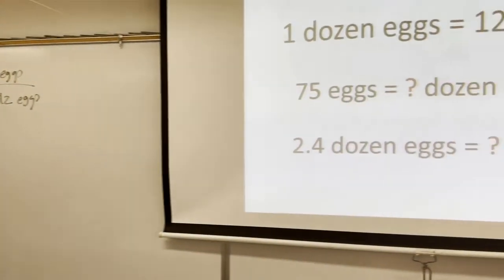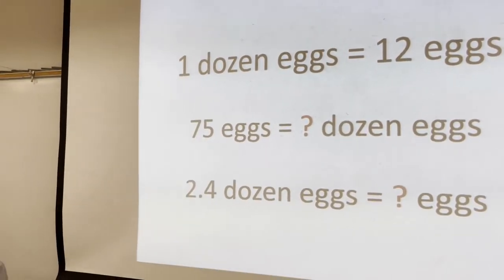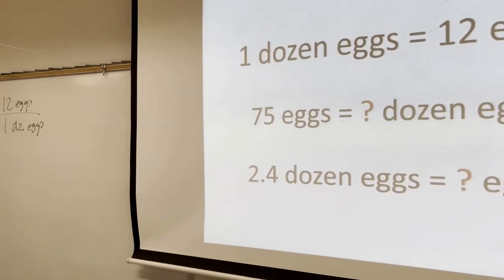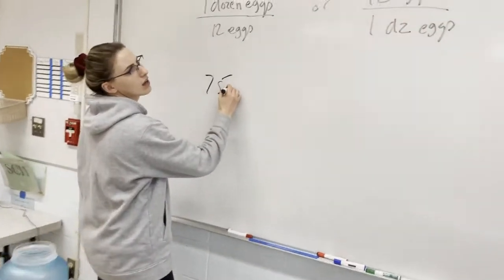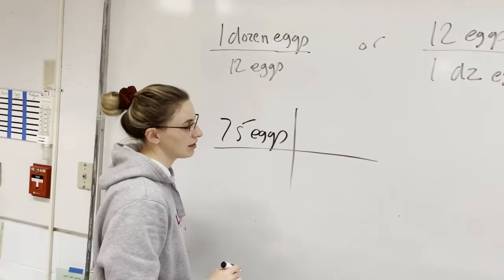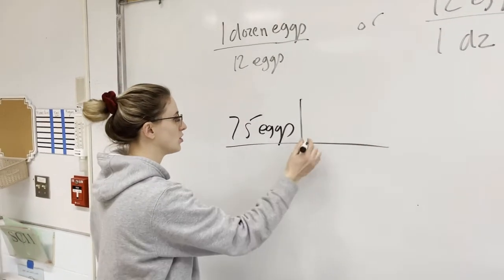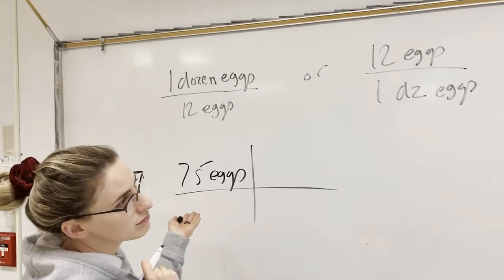Now, the question is, 75 eggs is how many dozens? So you're going to take 75 eggs and multiply it times one of those fractions. Which one should you choose? If we're trying to figure out 75 eggs, I always do the train tracks. If you're not a train track person and you just want to do multiplication, division, do it. Always start with what you know, 75 eggs.